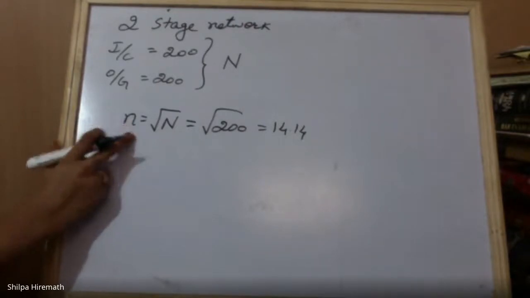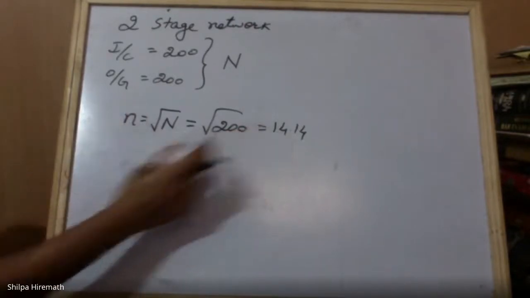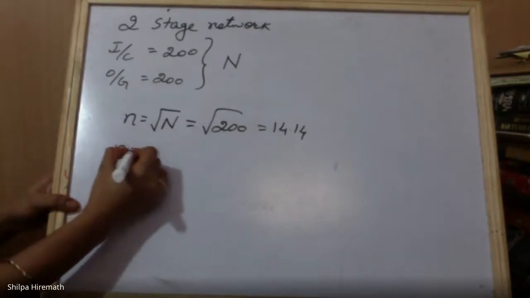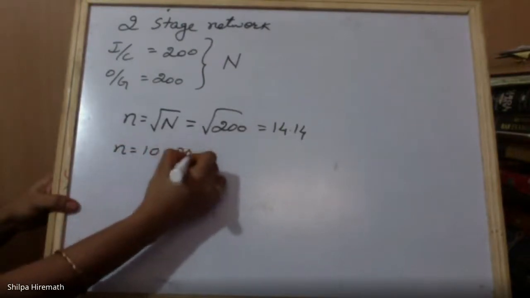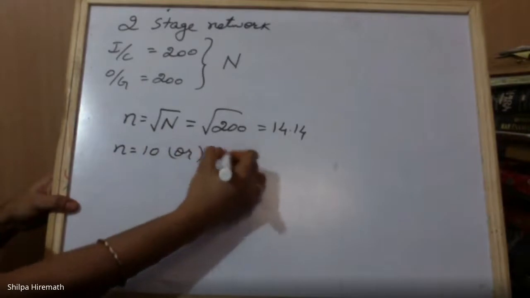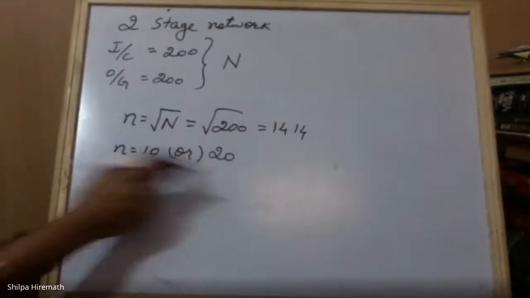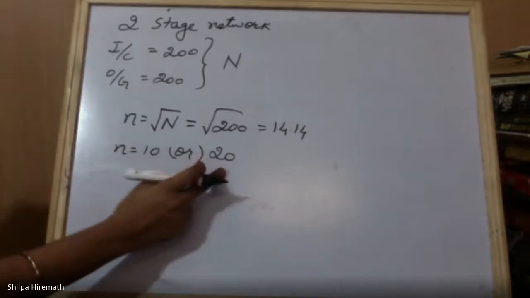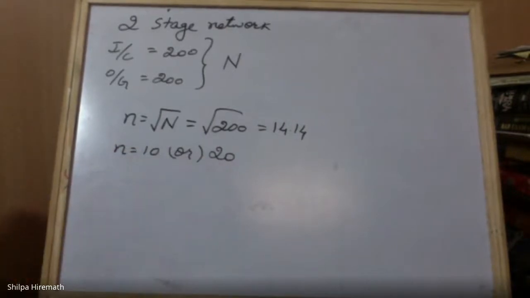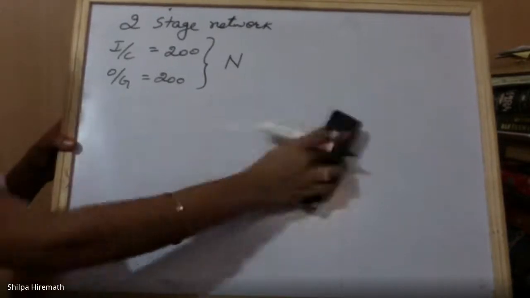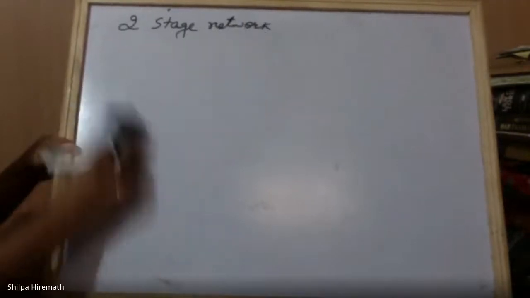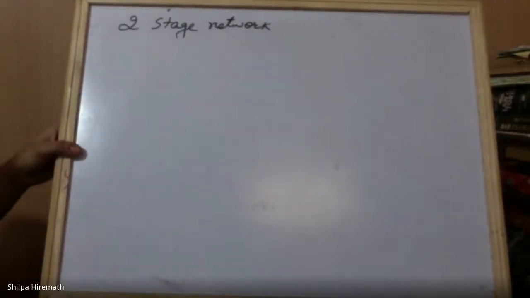So we will assume the nearest value for this. So we can consider n is equal to 10 or n is equal to 20. Now there are two possible cases based on n is equal to 10 or 20, so we will look into both the cases. First, let me consider the n value is equal to 10. Based on that, you have to design a two-stage network.